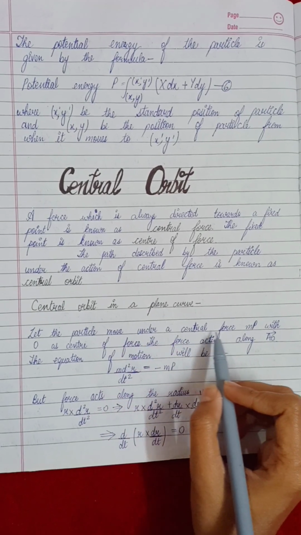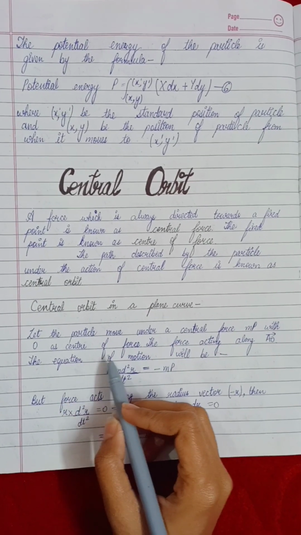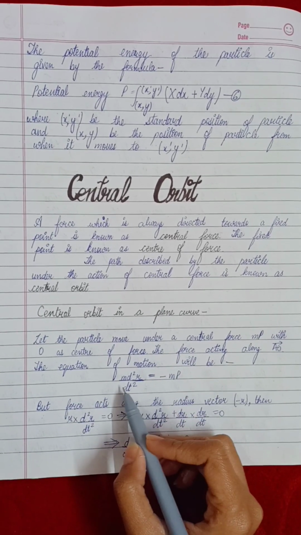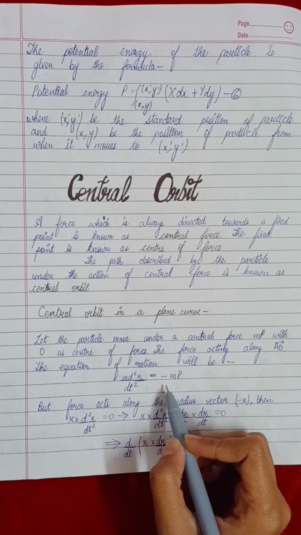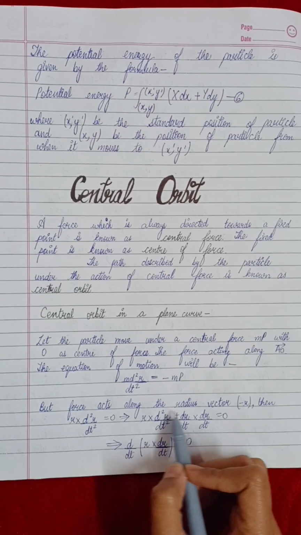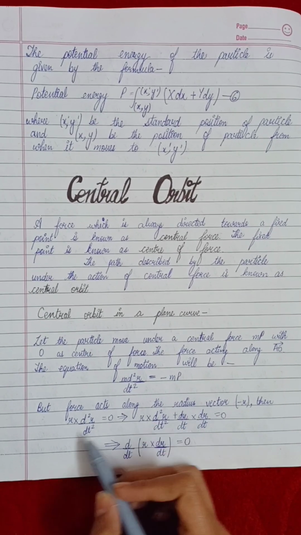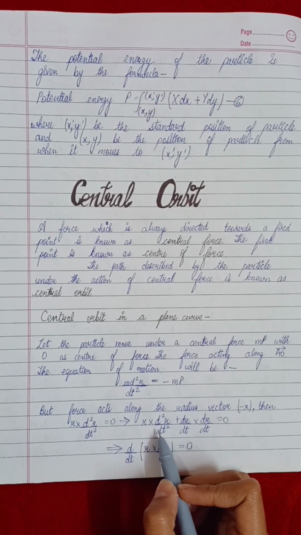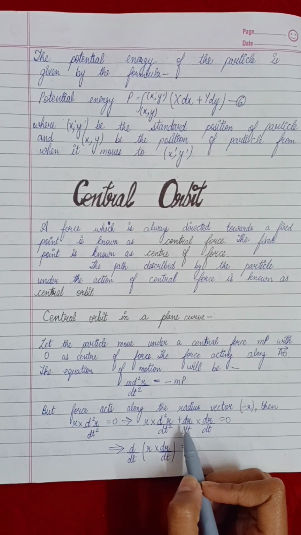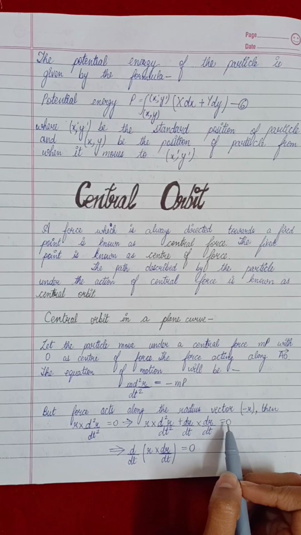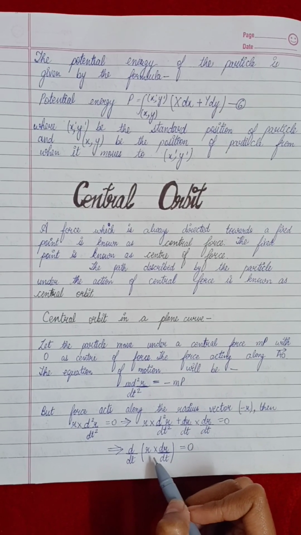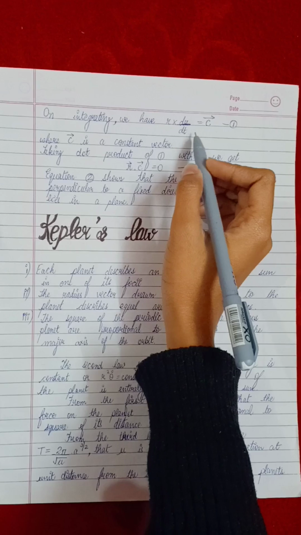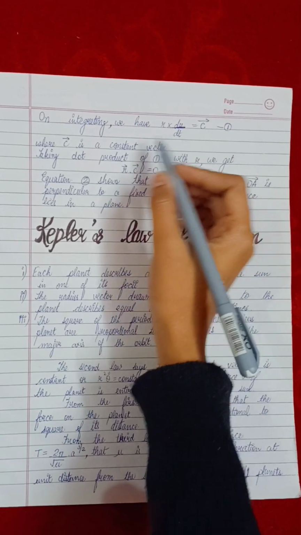Let the particle move under a central force mP with O as center of force. The force acts along AO. The equation of motion will be m d²r/dt² = -mP. But the force acts along the radius vector, that is -r. Then r × d²r/dt² = 0. That is r × d²r/dt² + dr/dt × dr/dt = 0. That is d/dt of (r × dr/dt) = 0. On integrating, we have r × dr/dt = c vector, which is equation number 1, where c is a constant vector.